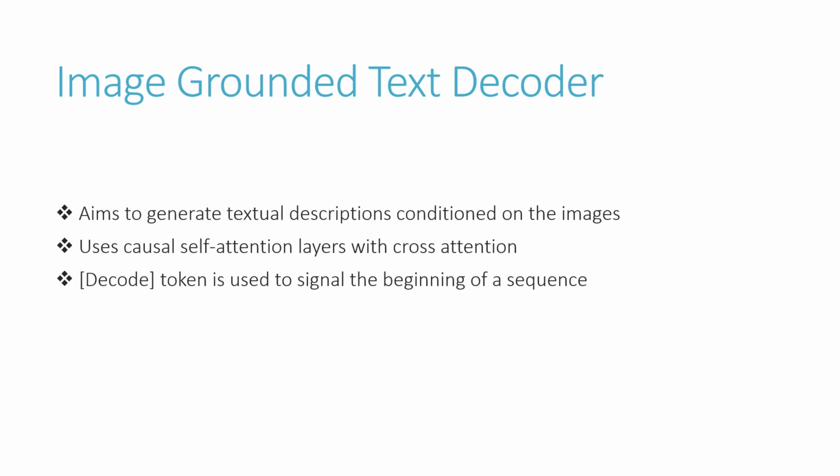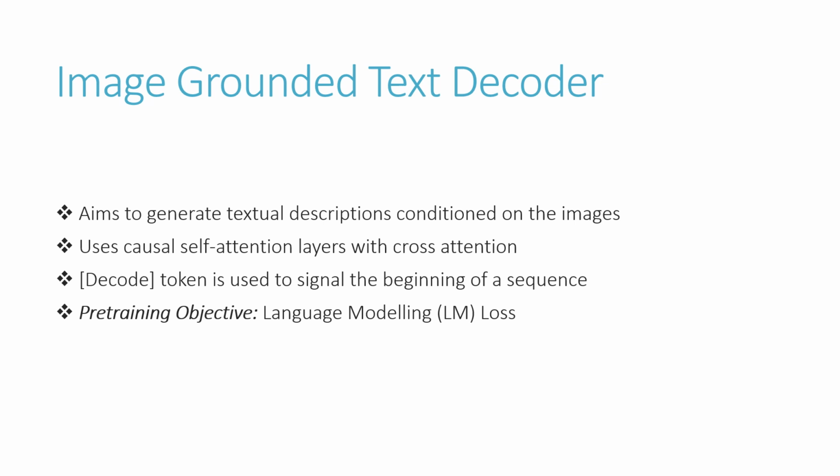Finally, the image-grounded text decoder. The image-grounded text decoder aims to generate textual descriptions conditioned on the images. The normal bidirectional self-attention layers, which are present in other modules, are replaced by causal self-attention, which only looks at the context to the left to predict the next token in the sequence. Note that here we are not training a discriminative model or learning embedding of words, but training a generative model to generate text, so masked language modeling isn't used.